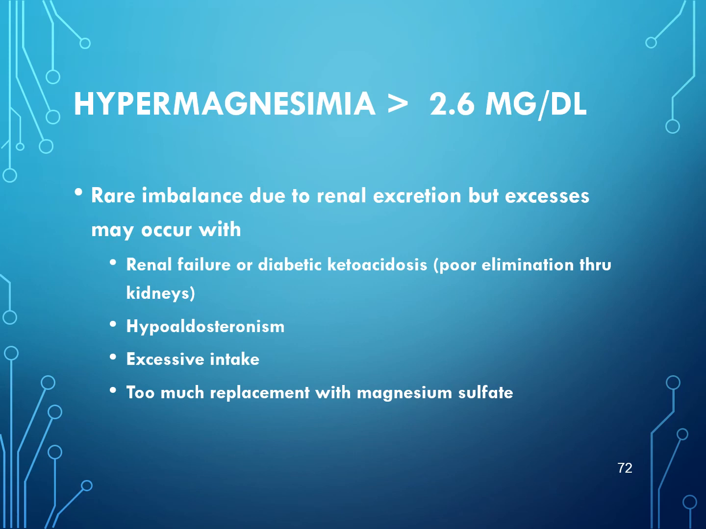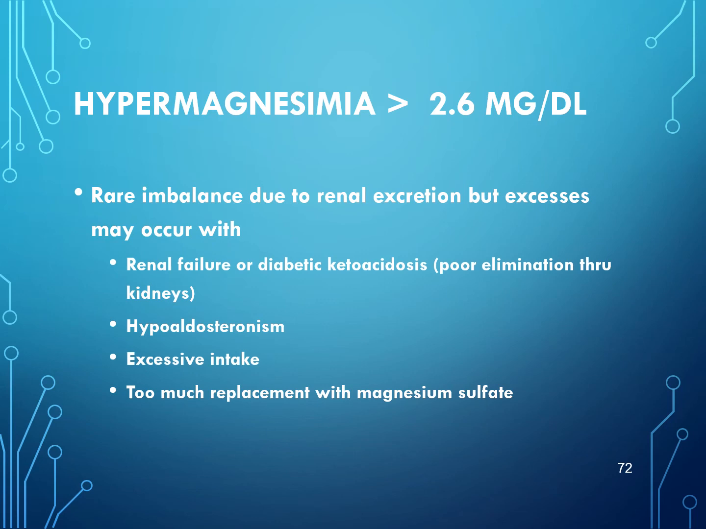Hypermagnesemia. This is a rare imbalance due to renal excretion, but excess may occur with certain conditions. So if a client is healthy and has normal functioning kidneys, a lot of times this is not going to be an issue because they'll be able to excrete that excess. So for this one, we've got renal failure due to poor elimination through the kidneys. This can be due to age or with reduced renal function. Untreated diabetic ketoacidosis. Magnesium is actually being pulled out of cells in this case.